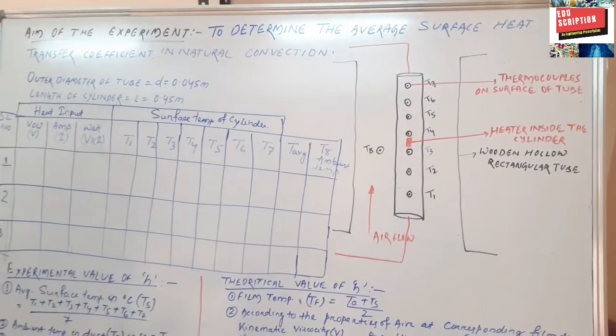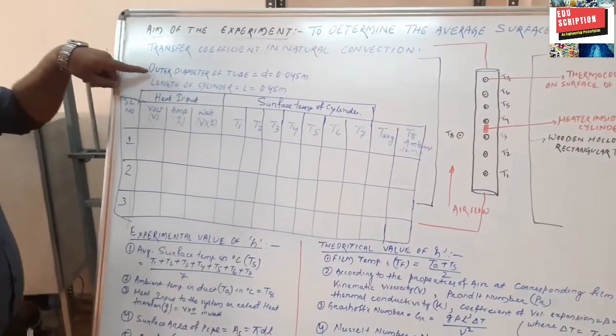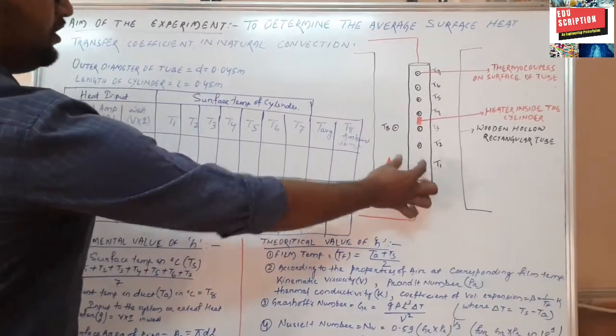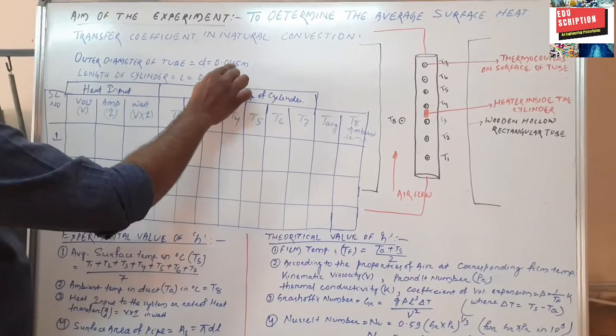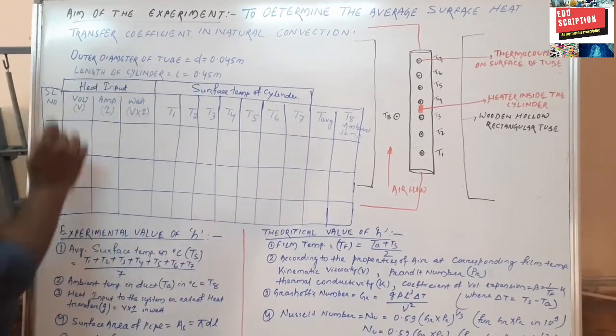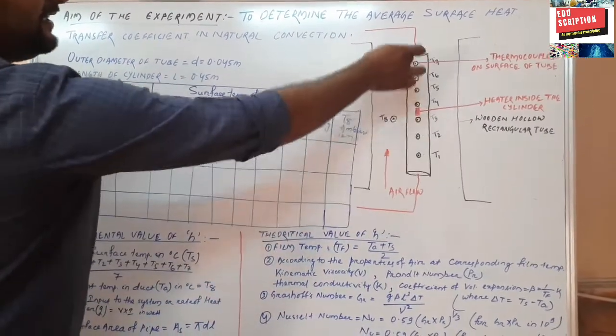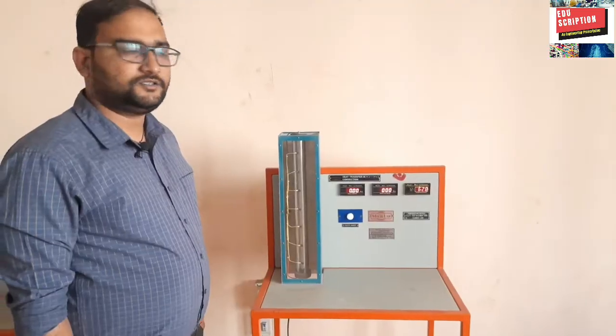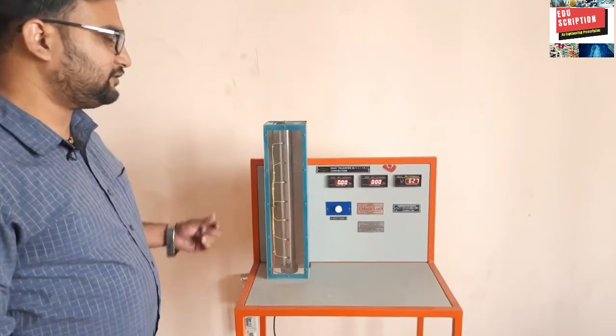In the nomenclature part, we see the outer diameter of the brass tube, D, is equal to 0.045 meter. The length of this brass cylinder is equal to 0.45 meter. So this is the test rig of the natural convection mode of heat transfer.